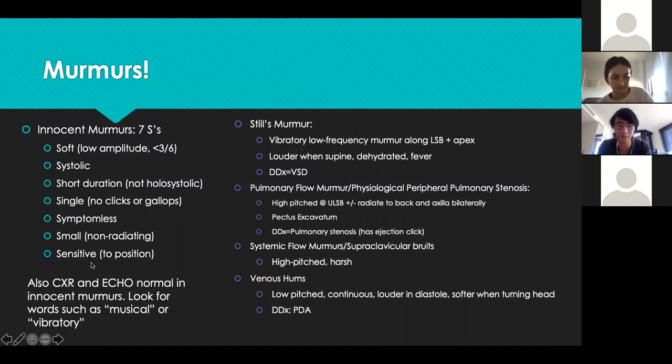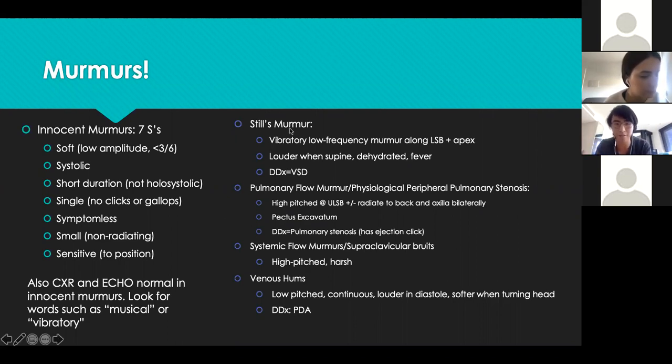So, you can get them to bend their head, for example, or sit up, and that would either make the murmur exaggerate or make it go away. The other kind of buzzwords to look for in exams are musical or vibratory descriptors of the murmur itself.